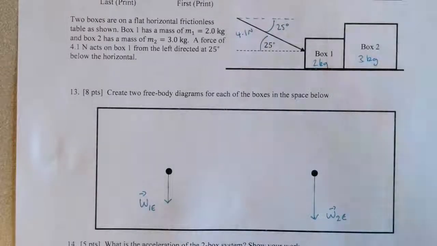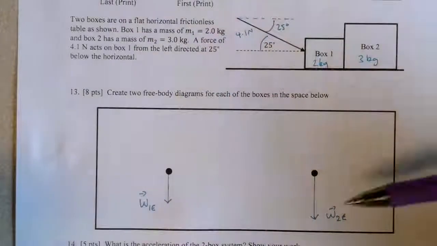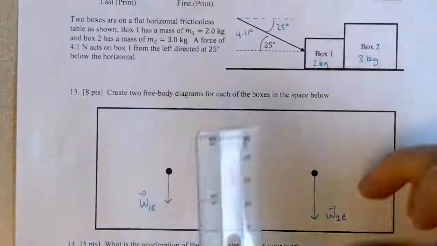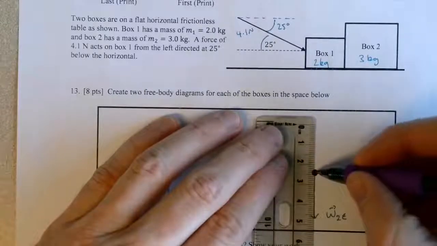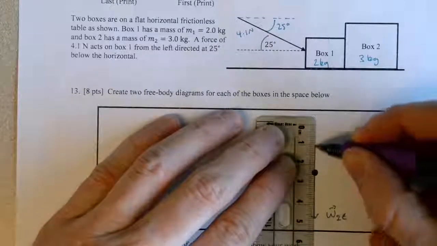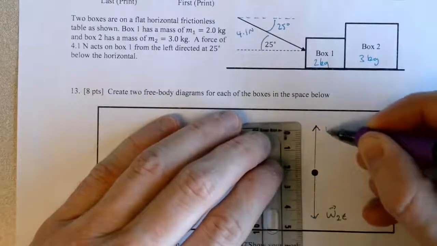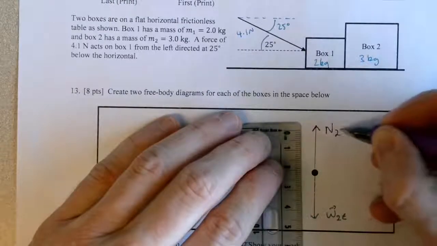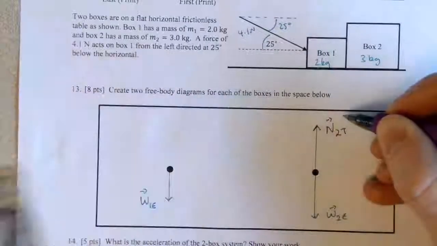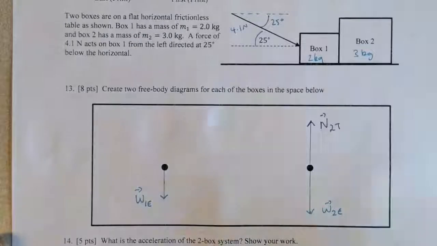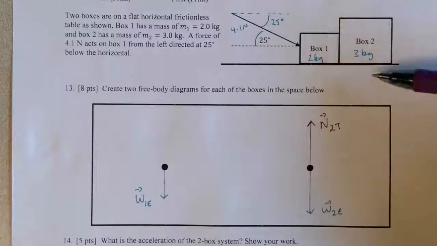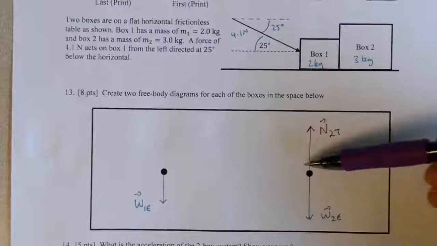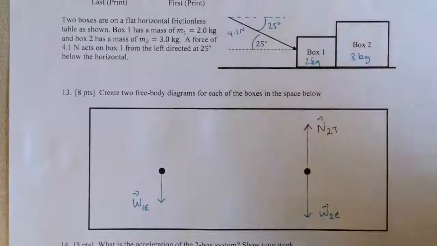For box 2, its normal force is straight upwards, and it balances out this weight force. So these should be the same length. This is the normal force on box 2 by the table. And those 2 are equal because of Newton's second law, stating that there's no y acceleration of box 2. So these 2 forces have to be equal in magnitude.